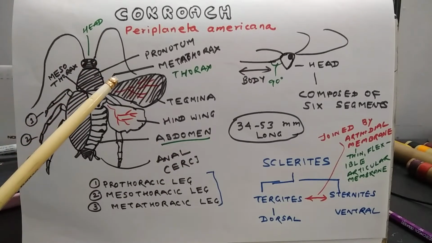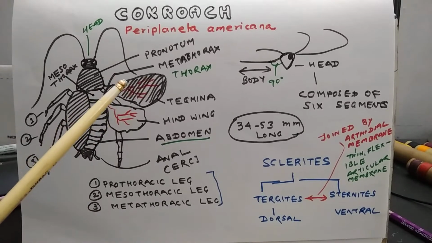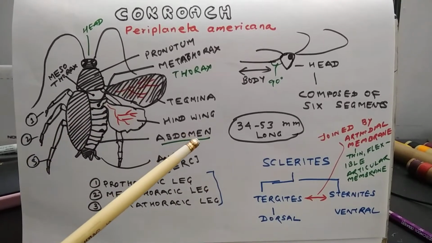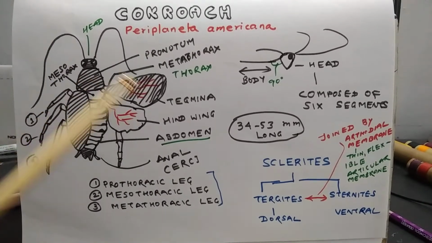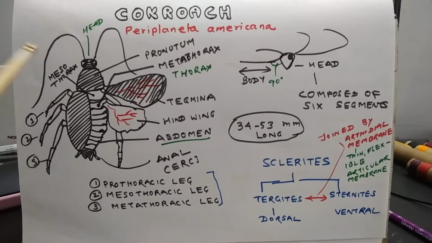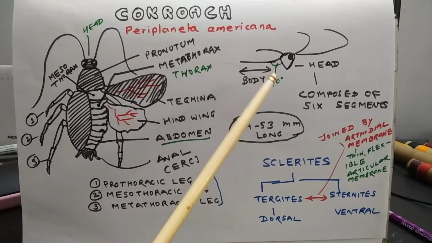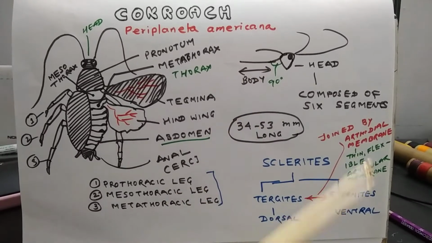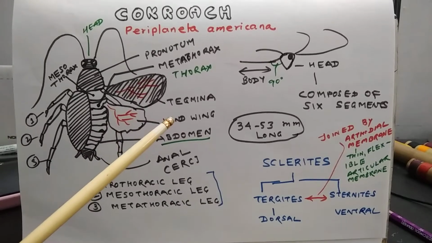The body of cockroach is covered by an exoskeleton which is made of chitin. The body can be divided into three segments: head, thorax and abdomen. The head is triangular in shape and it is at 90 degrees angle to the body. And the head is composed of 6 segments which are fused together.